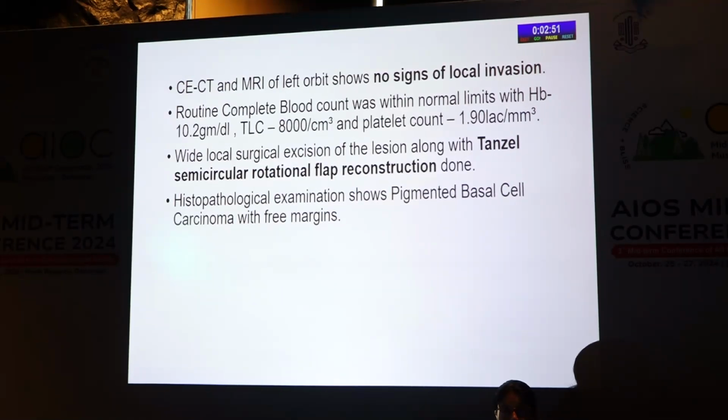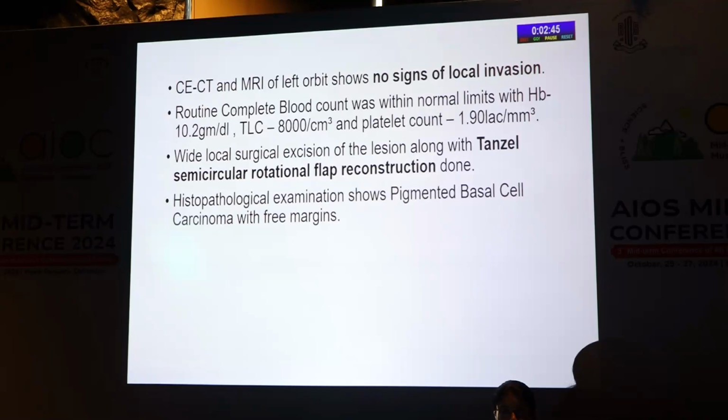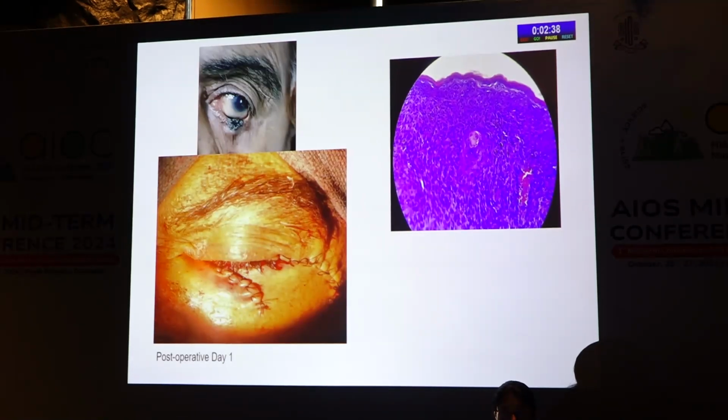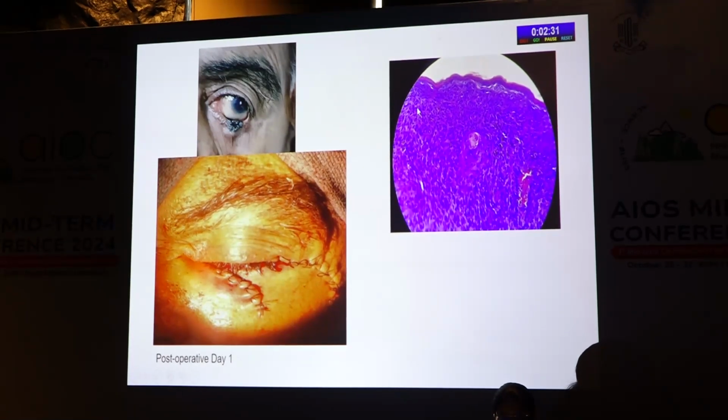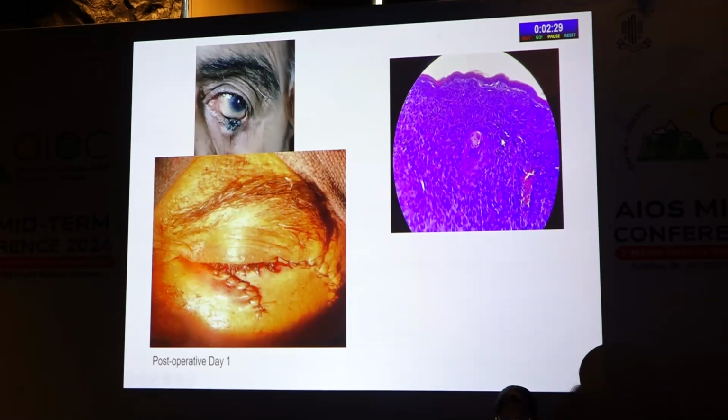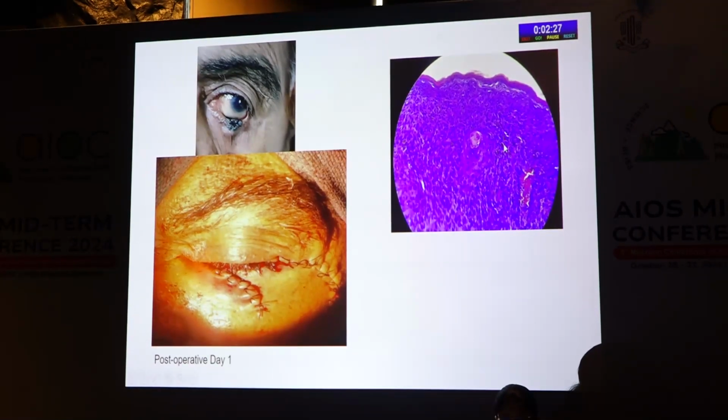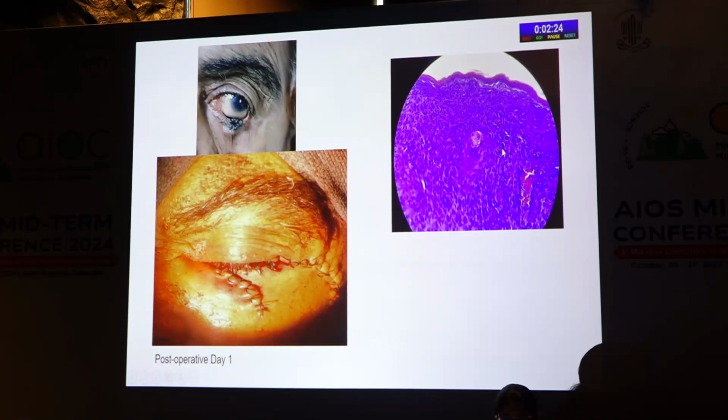Wide local excision of the lesion along with a Tenzel semicircular rotational flap reconstruction was done, and the histopathological examination shows pigmented basal cell carcinoma with free margins. This is the pre-operative image and the post-operative image on day 1 after lid reconstruction, and the histopathological examination shows the presence of melanin pigment around the tumor cells, confirming the diagnosis of pigmented basal cell carcinoma.